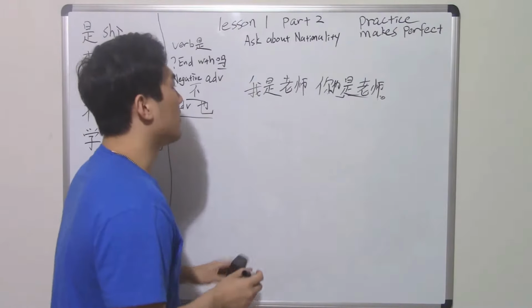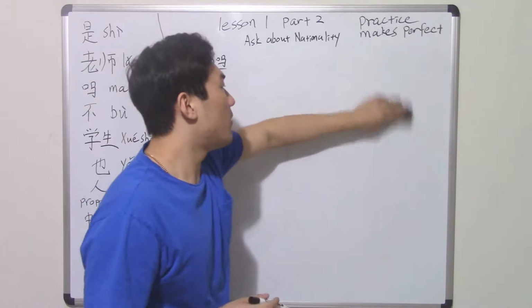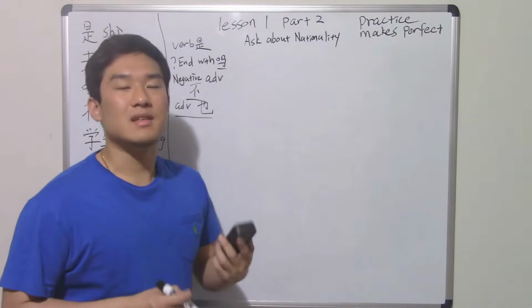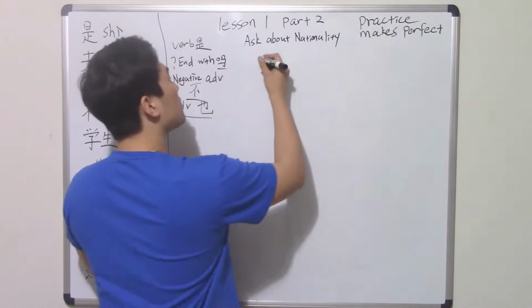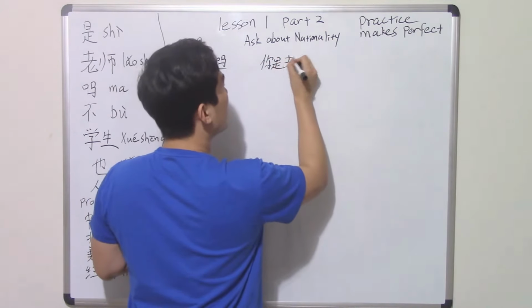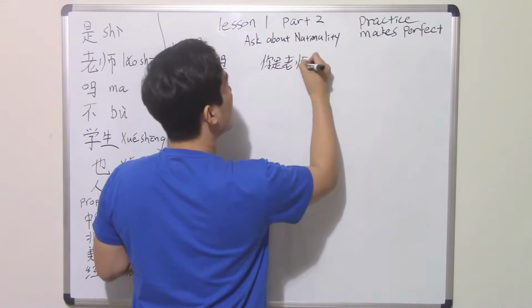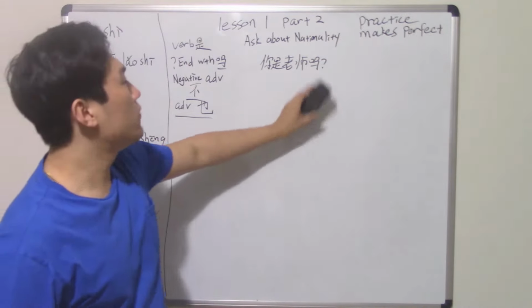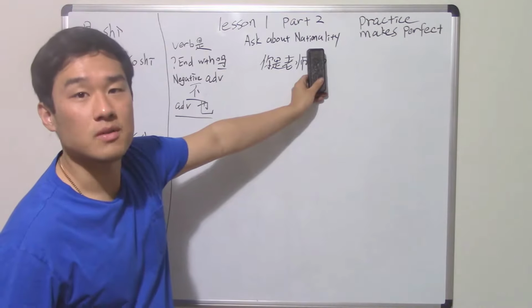Okay, let's reset. Let's ask a question first. 你是老师吗? So it would be 你是老师, are you a teacher? I'm just repeating these so you can really stick them in your mind. So 你是老师吗? That's a question. If you just have 你是老师 by itself, that means you're a teacher.